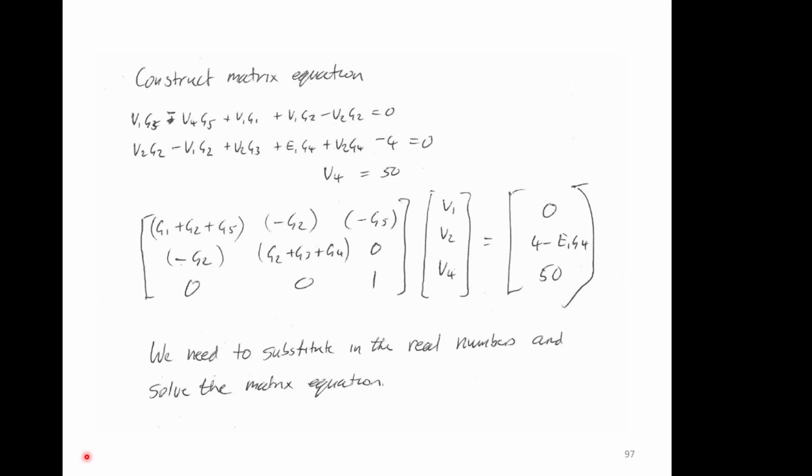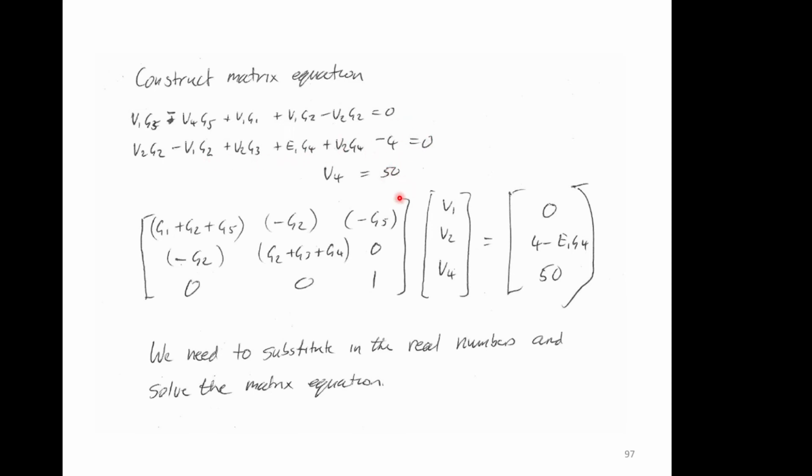We then construct our matrix equation, and you can see that it's easy to make mistakes. I get the signs wrong quite regularly and subscripts wrong as well. But I have to go back and check, and then it's all sorted out. So V1G3 minus, and so on, I've got to read them out, equals 0. Another one equals 0, and V4 equals 50.